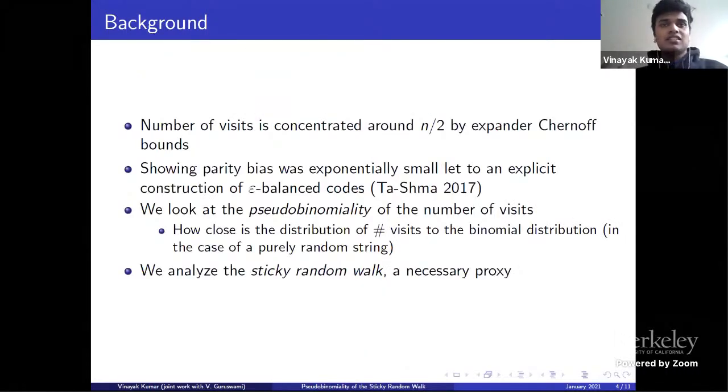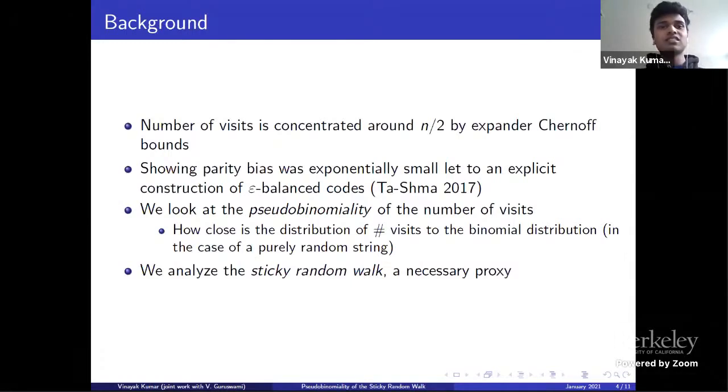So there have been some results on this number. For example, using Chernoff arguments, it's been shown that the number of visits is concentrated about n/2. And more recently, it's been shown the parity bias of this number is exponentially small. So it's odd and even with almost the same probability. And this led to a breakthrough construction of epsilon-balanced codes. So in general, what we're trying to do is look at the pseudo-binomiality of this number. Basically, how close is this distribution to the binomial distribution?